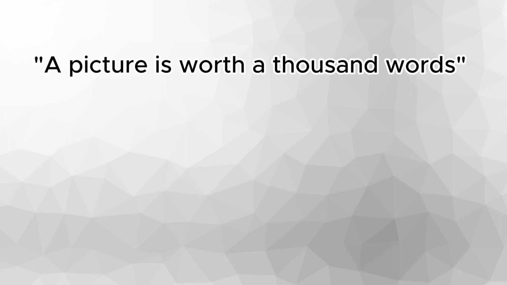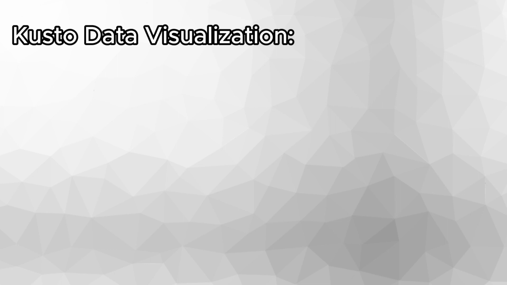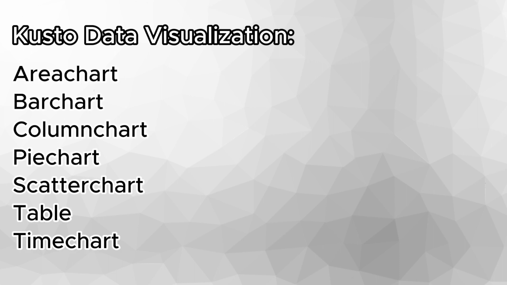A picture is worth 1,000 words. In this part, we're going to cover Kusto visualizations. Kusto visualization is a visual representation of data obtained from KQL queries. It translates queries into charts, graphs, and tables, and it's very helpful when we're doing data analysis for a large dataset. There are multiple types we can use in Kusto, such as area chart, bar chart, column chart, pie chart, scatter chart, table, and time chart.